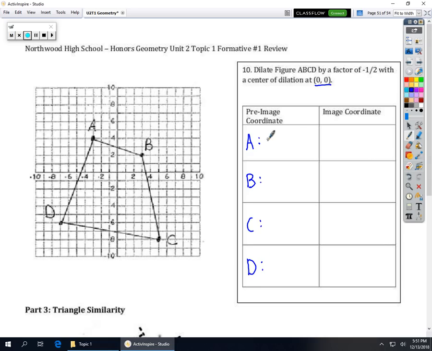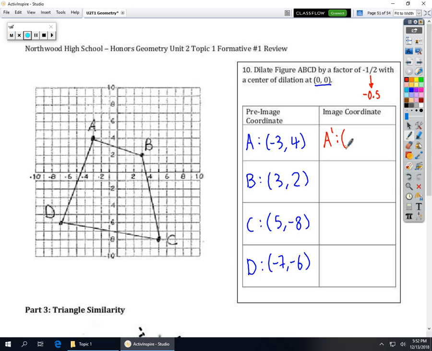A is negative 3, 4, B is 3, 2, C is 5, negative 8, and D is negative 7, negative 6. Please make sure your points are correct. If your points are incorrect, your image is certain to be incorrect. Now in this case it wants me to multiply by negative half. Remember, negative half is also the same as multiplying by negative 0.5. If fractions are scary to you, you can choose to use the decimal instead.